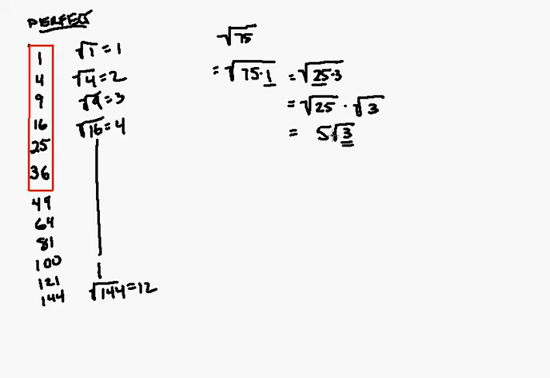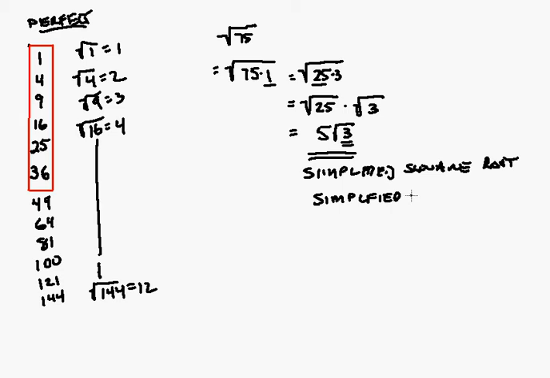Now I can't break 3 down into any further perfect square factors. Therefore, this is what we call a simplified square root, or more generally, a simplified radical. Okay?